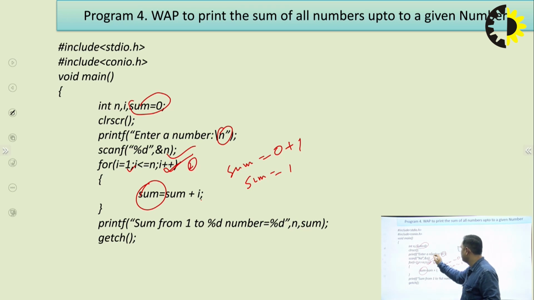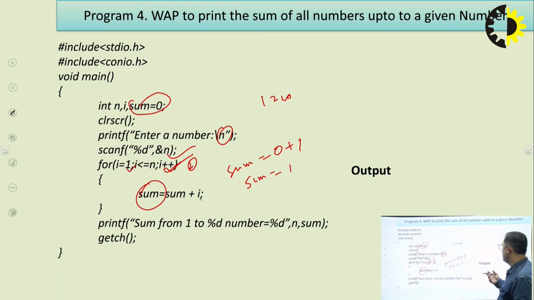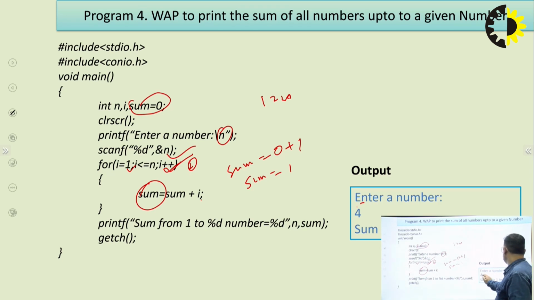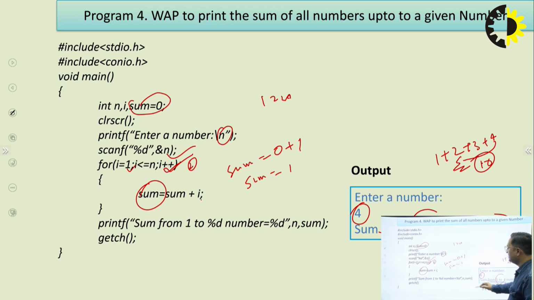2 is less than or equal to the value which is entered. Maybe the user has entered 4. The value 2 is less than 4, so again it is executing, right? And that's how it is working. Let's suppose you have 4, the sum from 1 to 4 is 10, which means the sum is equal to 10. How is it happening? Through this logic.